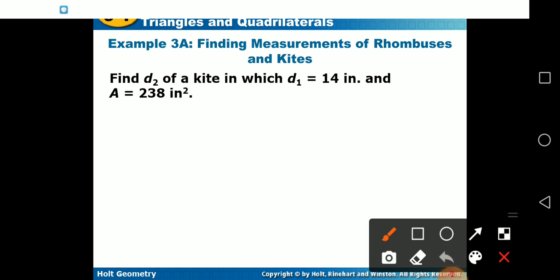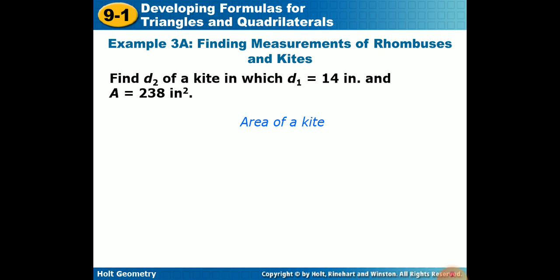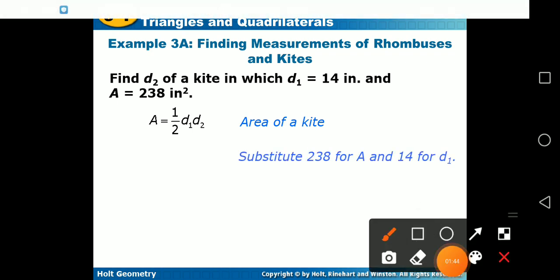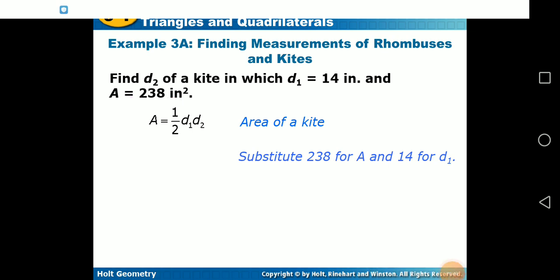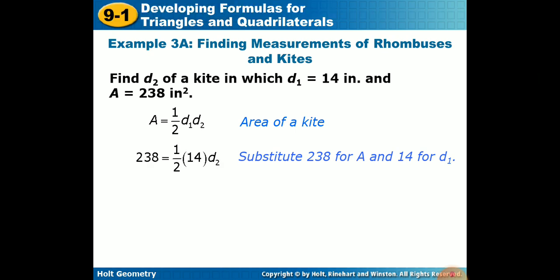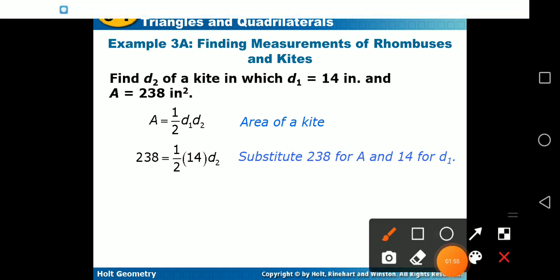Here, find diagonal 2 of a kite in which d1 is 14 inches and the area is 238 square inches. So how can I solve this? Area of a kite equals half diagonal 1 times diagonal 2. Substitute, replace the area, which is given as 238. So I'm going to write 238 for A, 14 for diagonal 1. And then, as you see here, 238 equals half of 14 d2. Okay? Then how can I solve for d2?